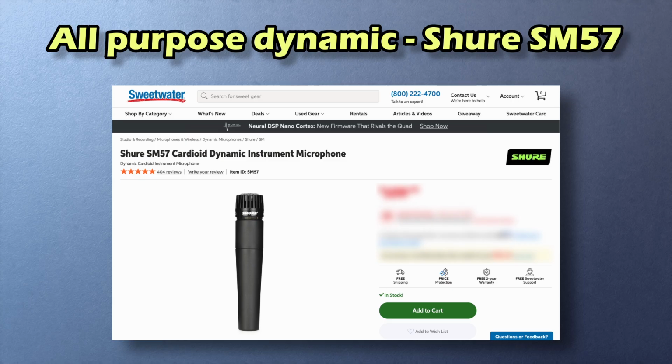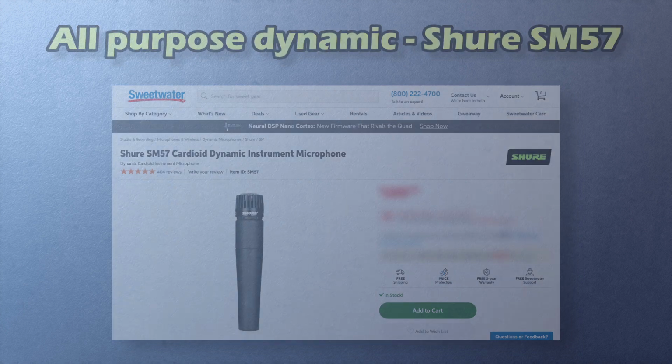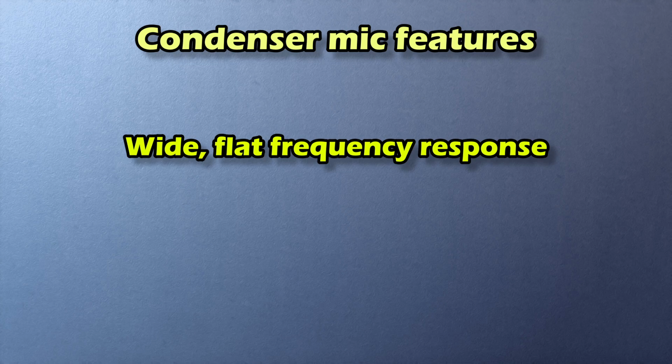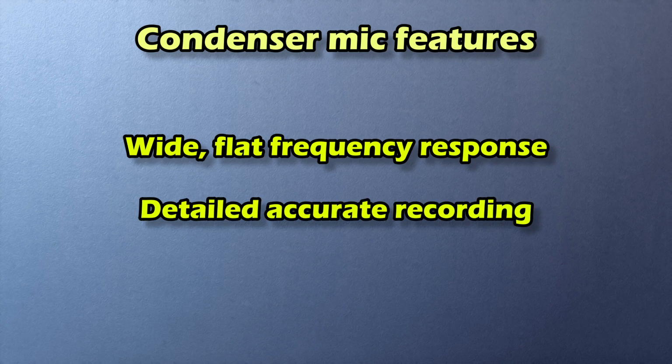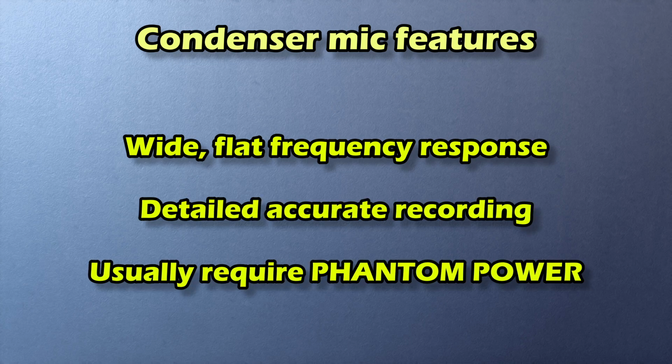The SM57 has been the mic of choice for the podium of the President of the United States for decades now. They're very durable, don't need phantom power, and have a presence peak in the upper mid frequencies that helps them cut through a dense mix. Condenser mics tend to sound more hi-fi with fairly flat frequency response curves that make them a good choice for sources that need a lot of detail.